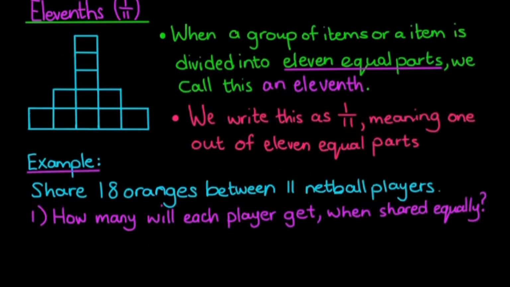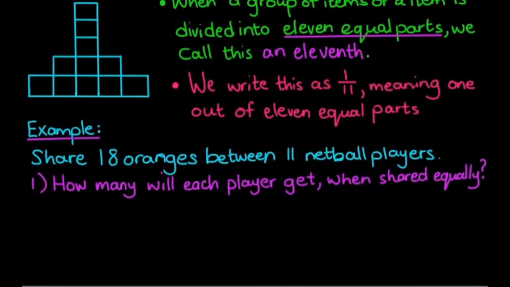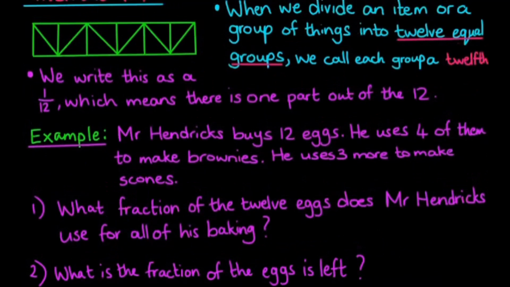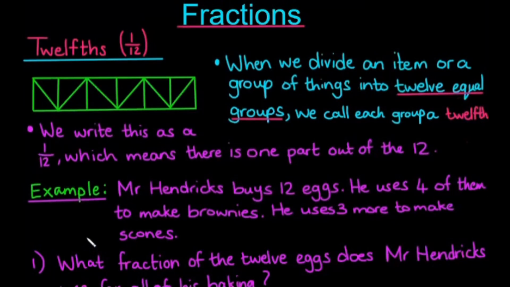In our example, we have to share 18 oranges between 11 netball players. The question asks us how many will each player get when shared equally. So because there's 18, at least we know that everybody's going to get 1. So 18 minus 11 is going to leave me with 7. So I have 7 oranges left. And if I divide each of the oranges into 11ths, this means that each person will get 1 and 7/11ths of an orange.